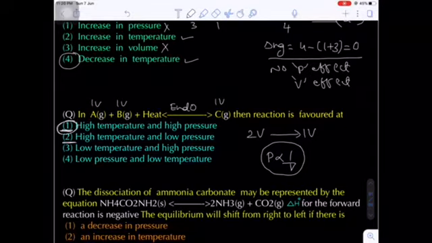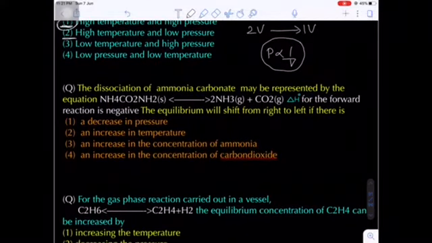High temperature because it is an endothermic reaction. High pressure because when we increase the pressure, the system moves in that direction where there is a decrease in the number of gas particles. The gas particles will be fewer on the right-hand side. That's why the system moves in the forward direction.